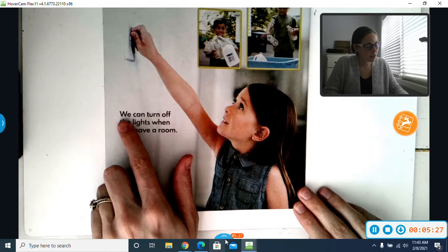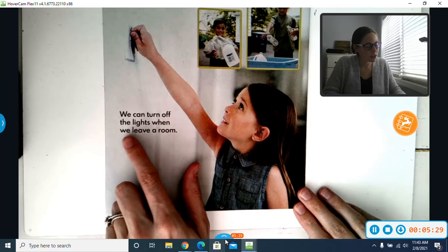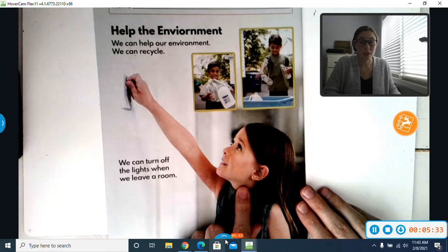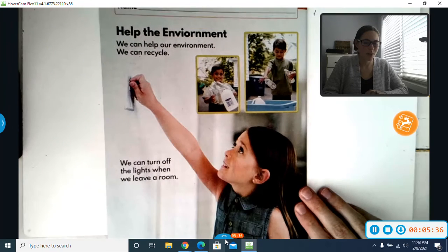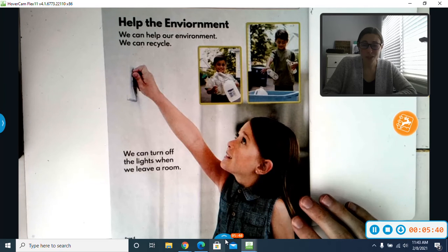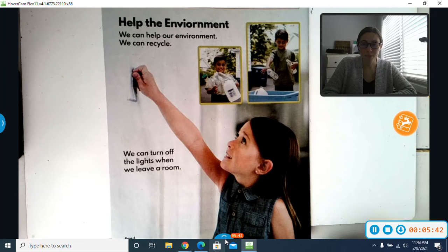And it also says we can turn off the lights when we leave a room. That's being responsible. That's helping our environment. That's what this girl's doing in the picture. Do you think there's anything else that you could do to help the environment around you? Try to think of some things.